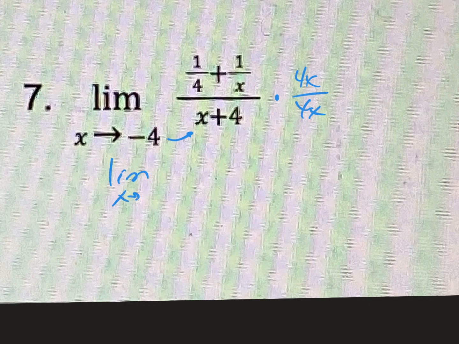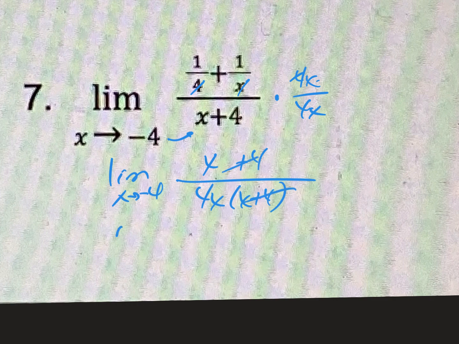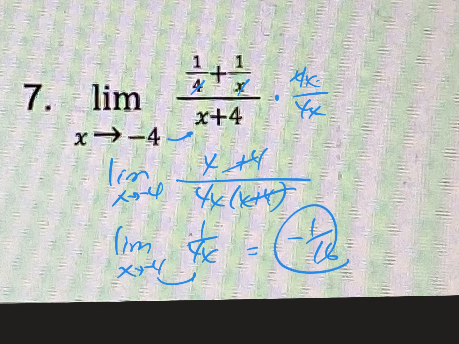So what happens then is, if I do this one, the 4's cancel. 1 times x is x. Here the x's cancel. 1 times 4 is 4. My denominator is 4x times x plus 4, which, by the way, those cancel. So I get the limit as x approaches -4 of 1 over 4x. Now I can actually plug in the -4, just do direct substitution, and get -1/16.